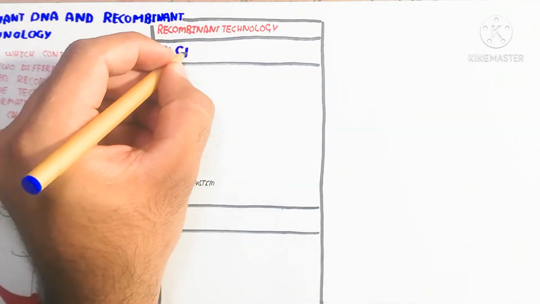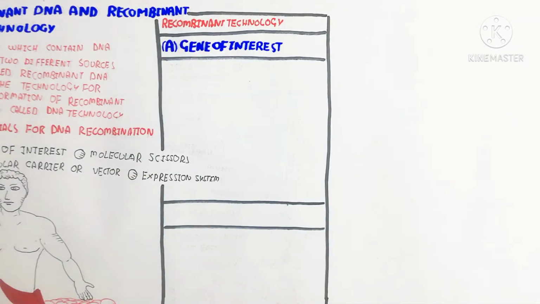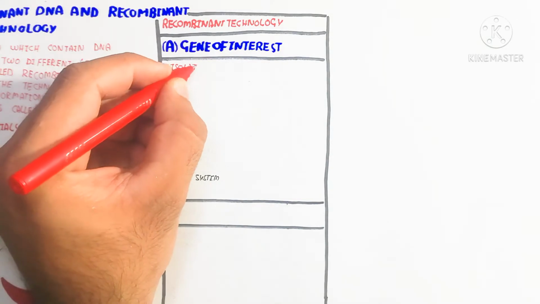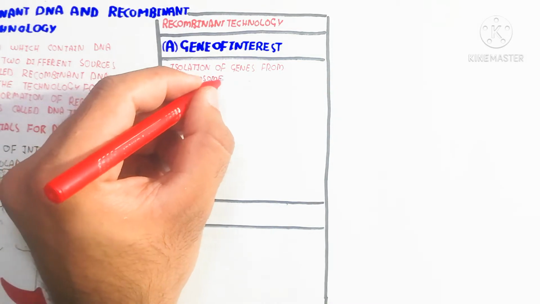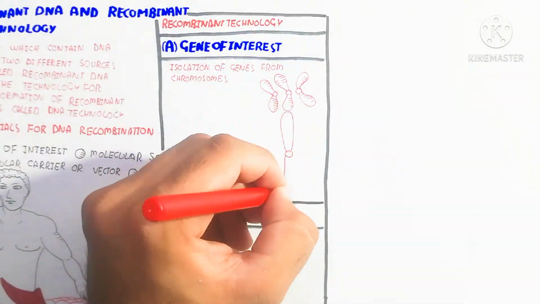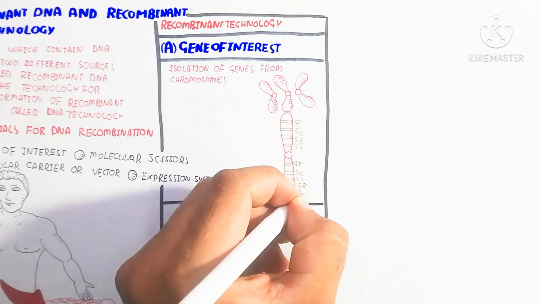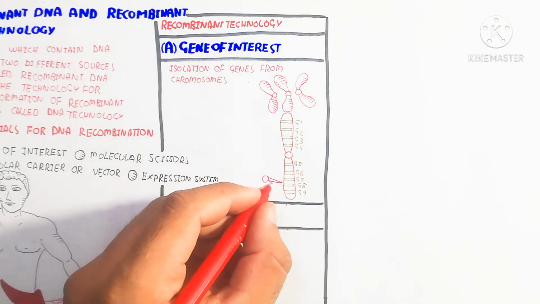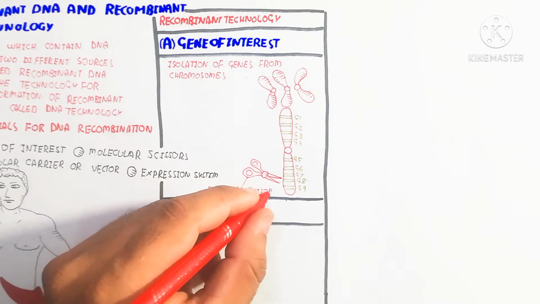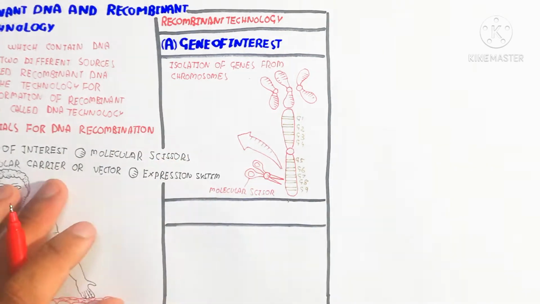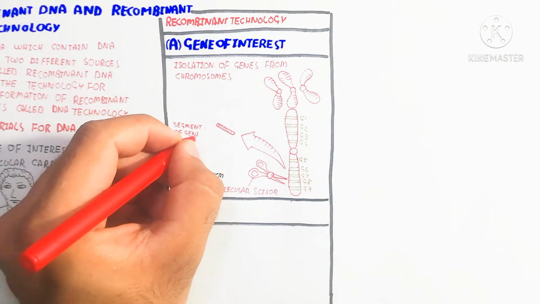So let's talk about recombinant technology, and we will discuss the gene of interest, molecular scissor, molecular carrier or vector, as well as DNA of bacterial virus. Here, the gene of interest: what is the gene of interest? It is the gene which is required to produce a substance. Isolation of the gene from the chromosome is done here. Here is the chromosome, which contains different types of genes, and we use the molecular scissor to cut out the segment of the gene.